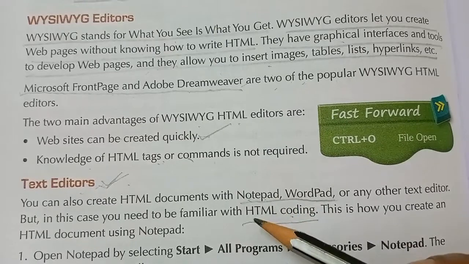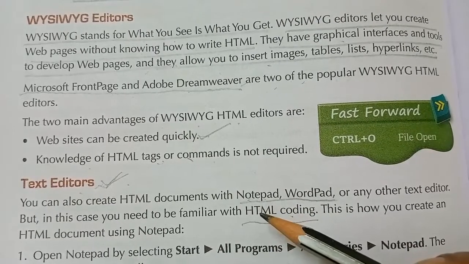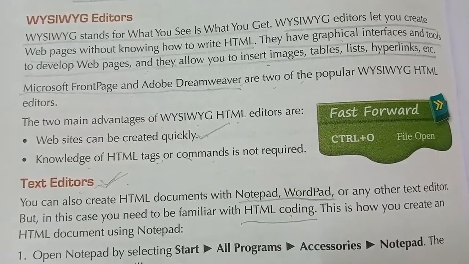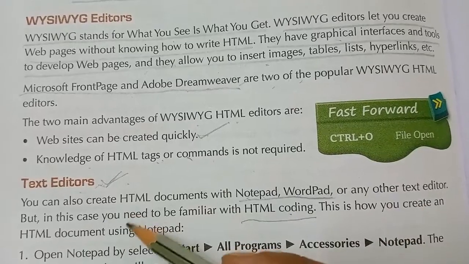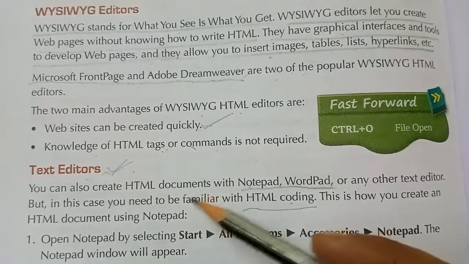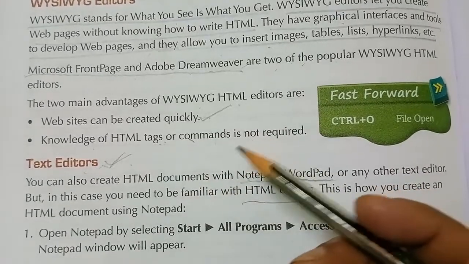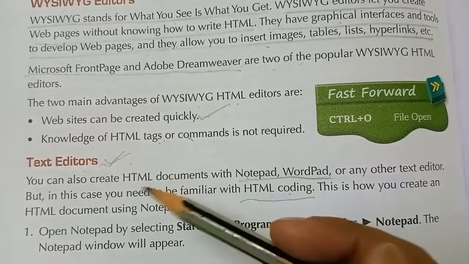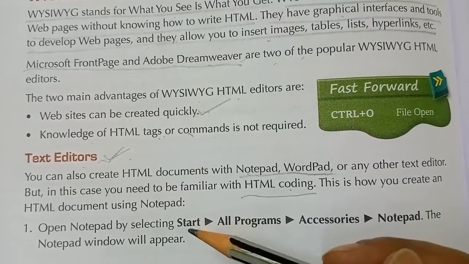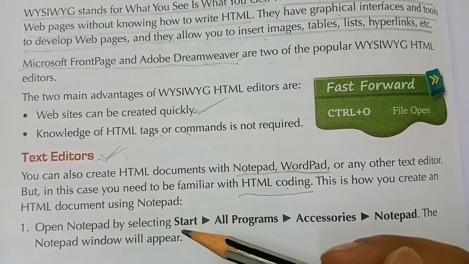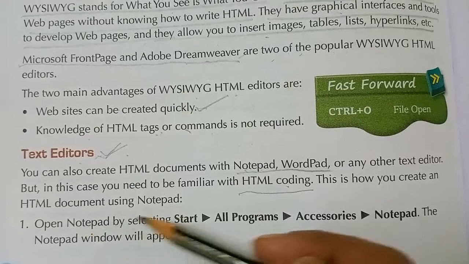Okay, you have to write the coding to create any web page. Otherwise you cannot do anything. So this is how you create an HTML document using Notepad. In this book and later on also in the next class, we will use this text editor, because this is the main editor. This is the main way of creating any web page. So how to do it?